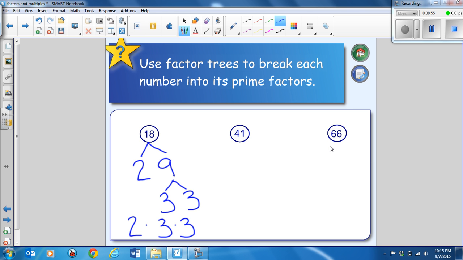Let's look at another example here. We have 66. So again, I'm going to divide by 2 because I find that to be the easiest to do. So 2 times 33 does equal 66. Now I need to break down 33. I cannot divide by 2 because this is not even. So I'm going to divide by 3. 3 and 11. Now these are our prime numbers. So the prime factorization is 2 times 3 times 11.